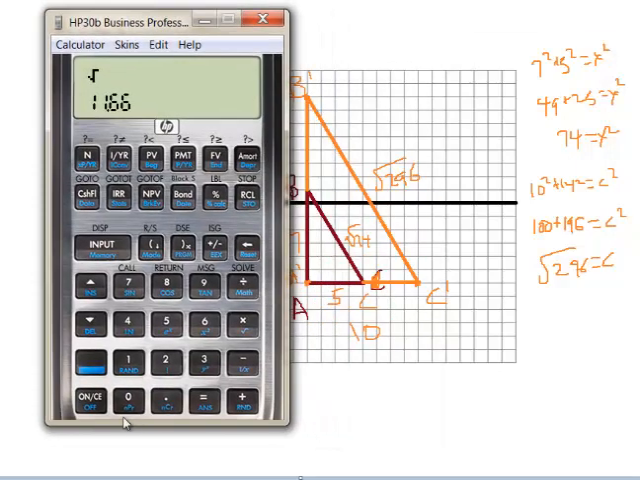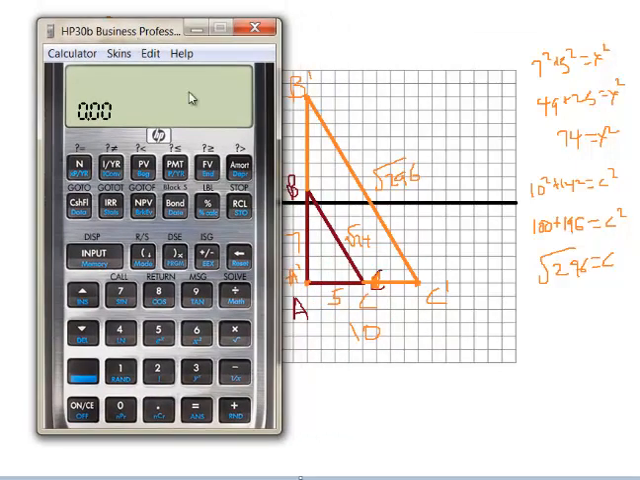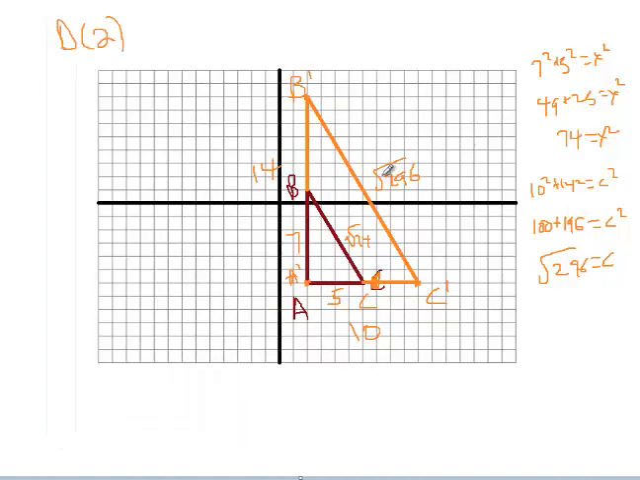If you want me to show you that it's double, let's figure it out. The square root of 74 is approximately 8.6. It's an irrational number, but we're rounding it off to 8.6. And the square root of 296 is 17.2, which is double 8.6. So this is double this.